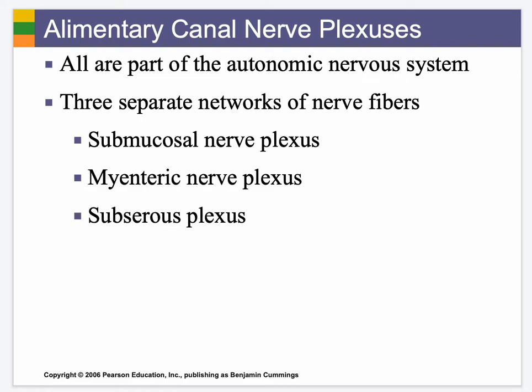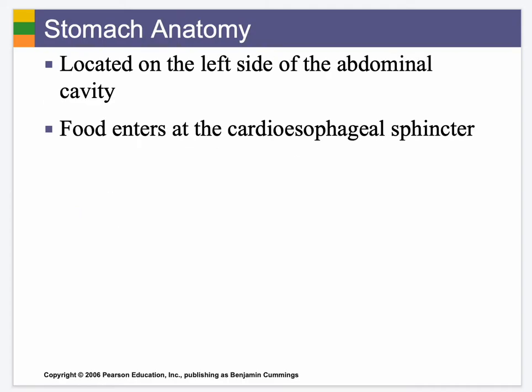So, yung alimentary canal nerve plexuses mo, no, it's autonomic. So, hindi mo naman masasabi yung sa digestive system, wag ka muna mag-work ngayon, di ba? So, it's naturally there. Automatic na siyang nangyayari. So, all of those are part of your autonomic nervous system. So, there are three separate networks of nerve fibers. First is we have your submucosal nerve plexuses, your myenteric nerve plexuses, and your subserous plexus.